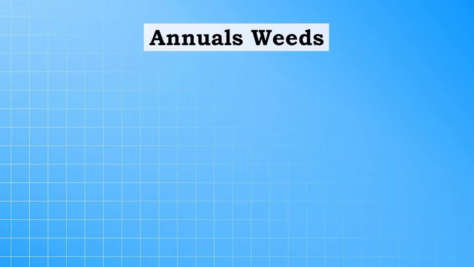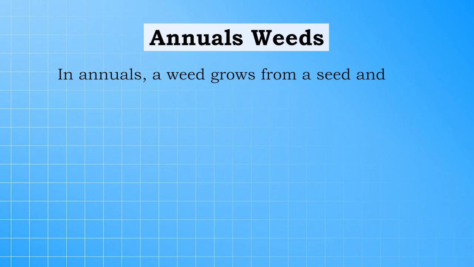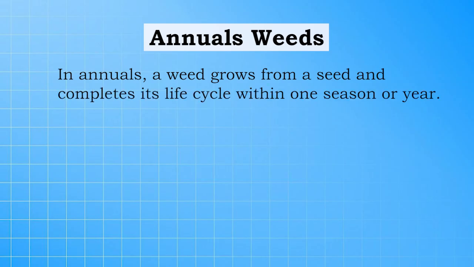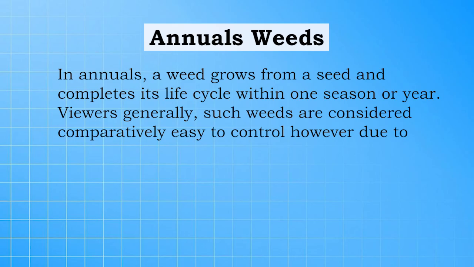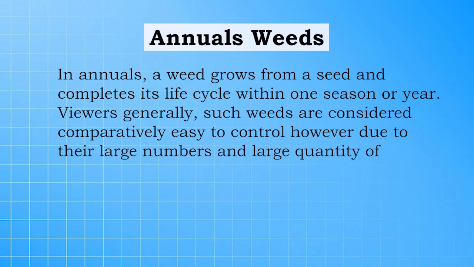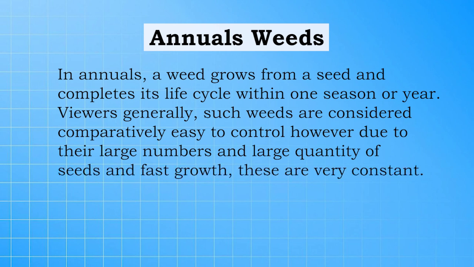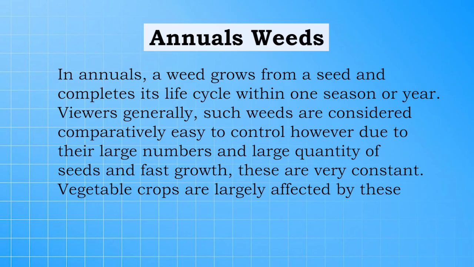First, annuals. In annuals, a weed grows from a seed and completes its life cycle within 1 year. Viewers, generally, such weeds are considered comparatively easy to control. However, due to their large numbers, large quantity of seeds, and fast growth, they are very persistent. Vegetable crops are largely affected by these weeds. Let us now understand the classification of annual weeds. They are further classified as summer annuals and winter annuals.